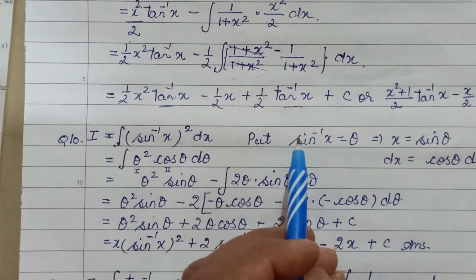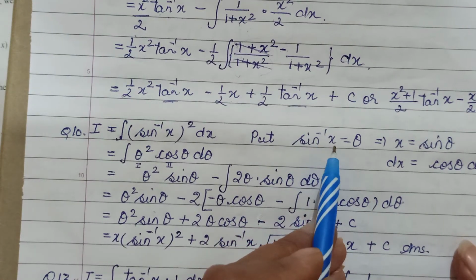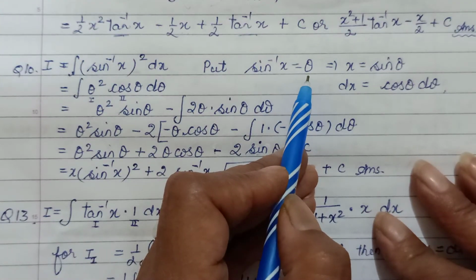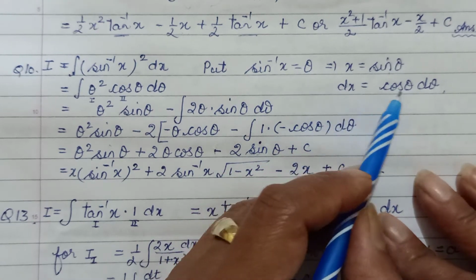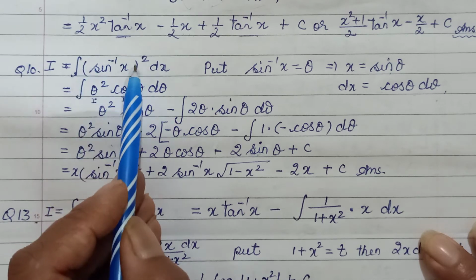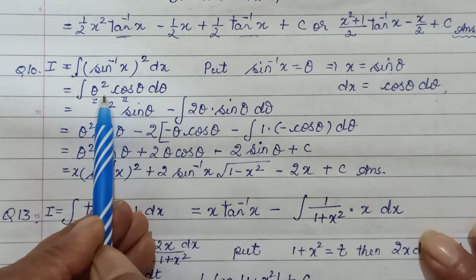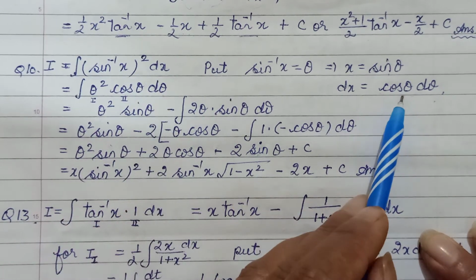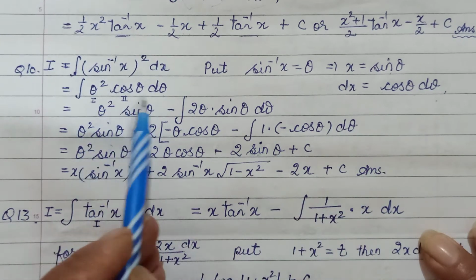Inverse वाले most of the time substitution से ही होंगे. So I have put sin inverse x as theta, then x becomes sin theta, then dx becomes cos theta d theta. So this whole expression आपका ये था theta का square हो गया and dx हो गया cos theta d theta. ओके, अब इसमें by parts लगेगा.